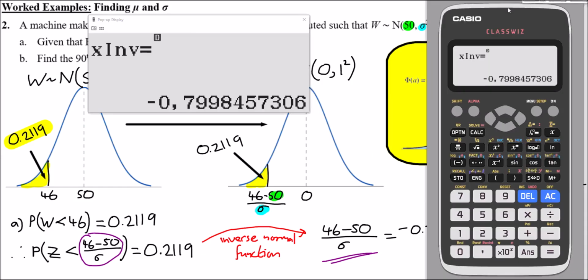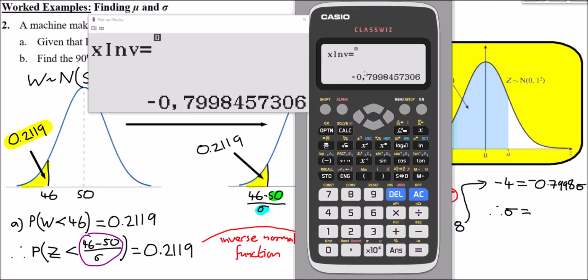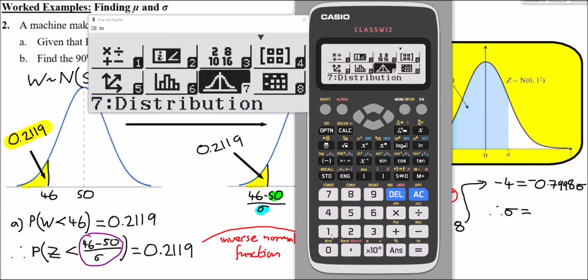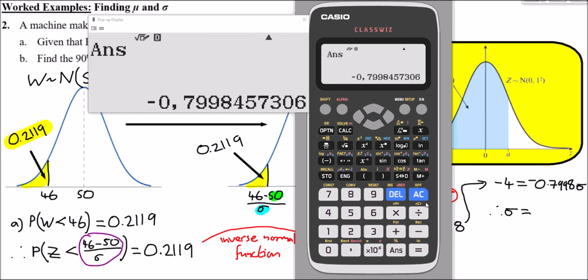So sigma is going to be minus 4 divided by this answer here. So minus 4 divided by my answer, I see that sigma is almost exactly 5. I'll call it 5.00 in fact.